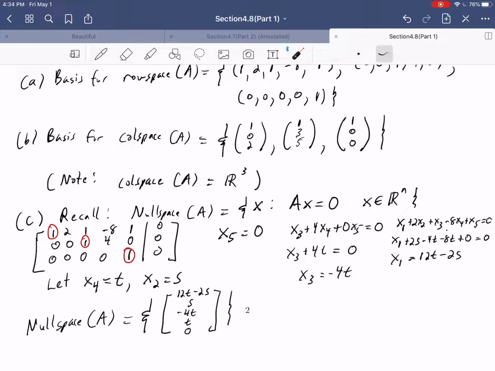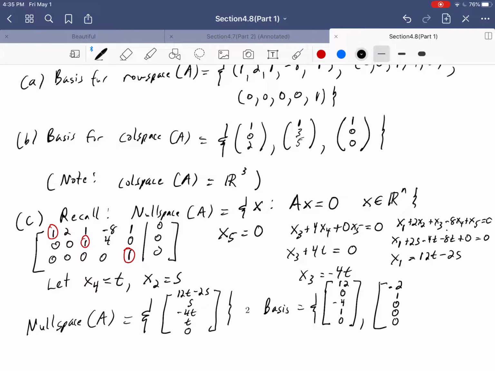So choose one of the parameters to be 1, the other parameter to be 0. And this tells us that a basis here would be, well, let's let t be 1 and s be 0. So that guy would be 12, 0, negative 4, 1, 0. And then if we let s be 1 and t be 0, we should get negative 2, 1, 0, 0, 0. So there we go. So there's our basis for the null space.